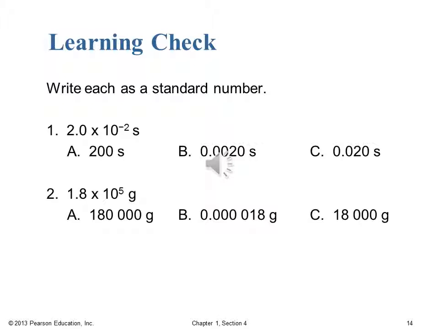For our second example, we have 1.8 times 10 to the positive 5 grams. Would that correspond to A, 180,000 grams, B, 0.000018 grams, or C, 18,000 grams? So take a moment, if you haven't already, and pick an answer choice for each of those, and pause the video if you must. Otherwise, let's go ahead and see how you did.